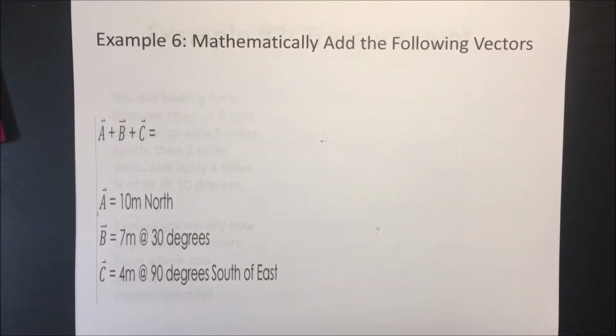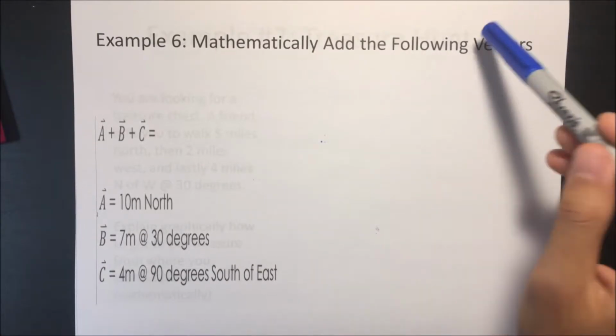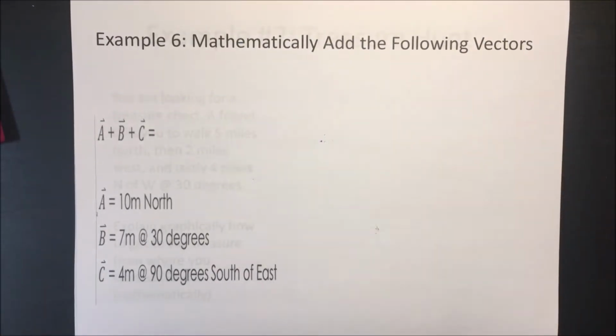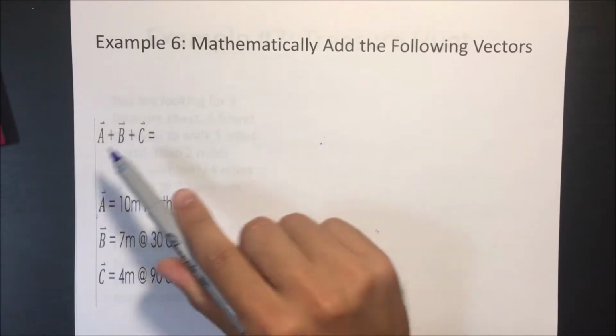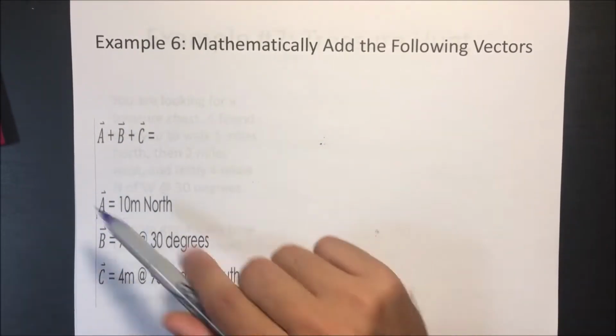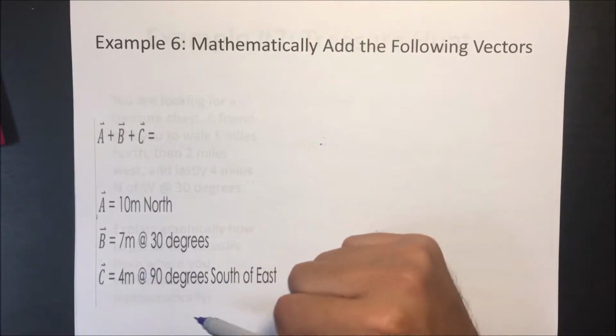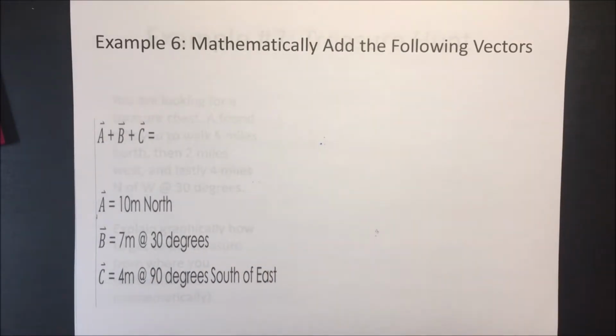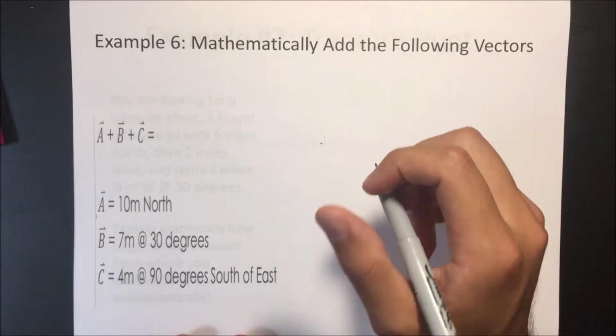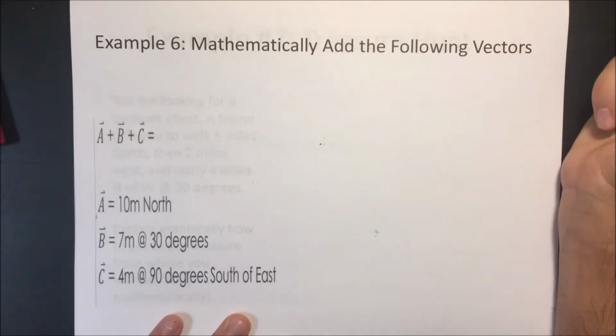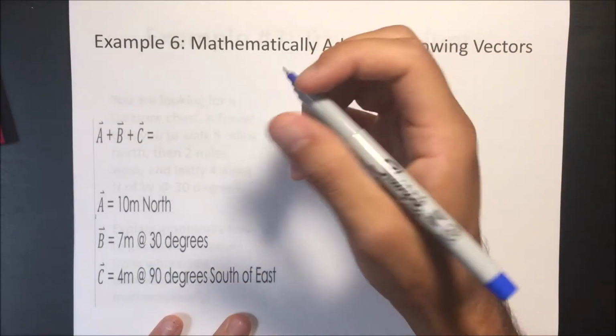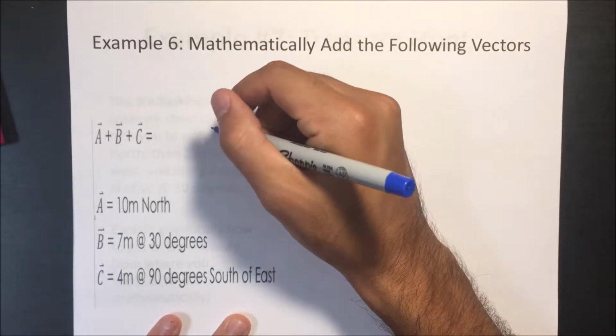Alright guys, welcome back. Today we're going to be adding vectors mathematically. So let's look at this problem here. A plus B plus C equals, so we're adding all these vectors, but we're going to do it mathematically this time. What you want to do is draw out the vectors kind of arbitrarily. You don't have to be as detailed as when you do it graphically.